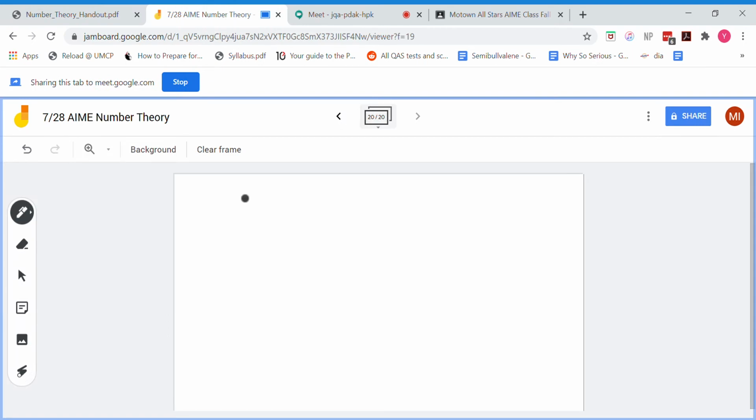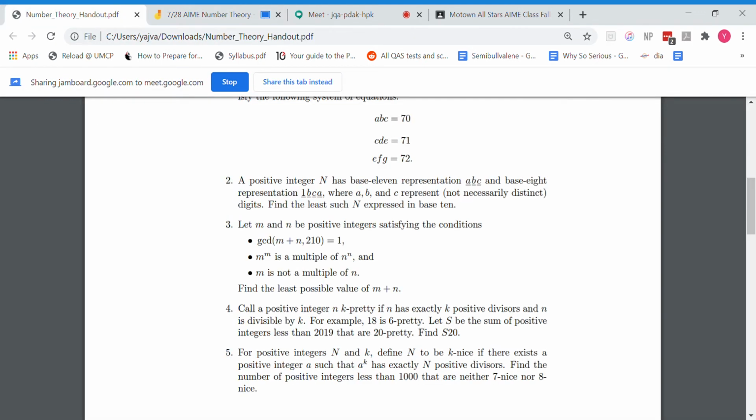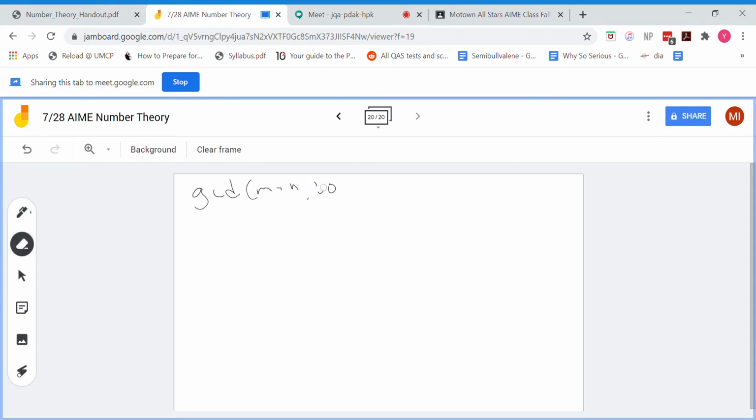So this is a little bit more theoretical. So we have the GCD of m plus n and 210 is 1, right? So that means m plus n is not divisible by 2, 3, 5, or 7. And then we also have n to the power of n.